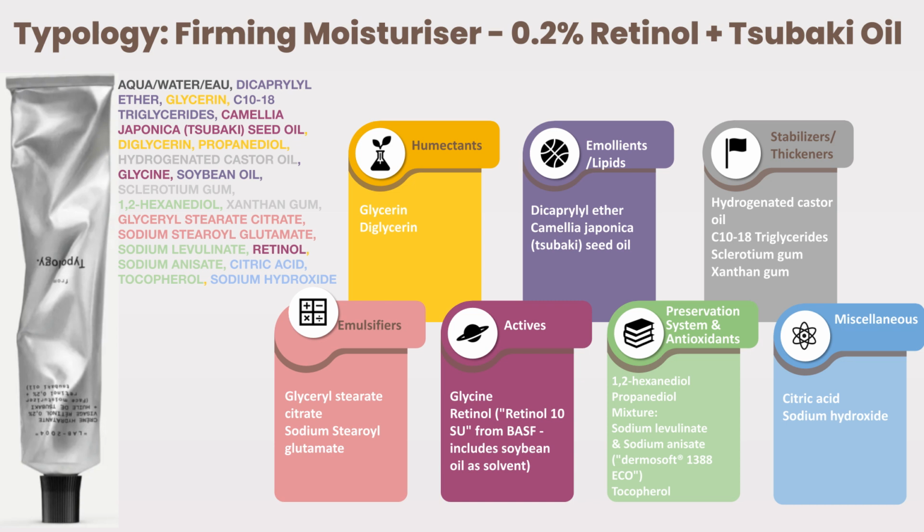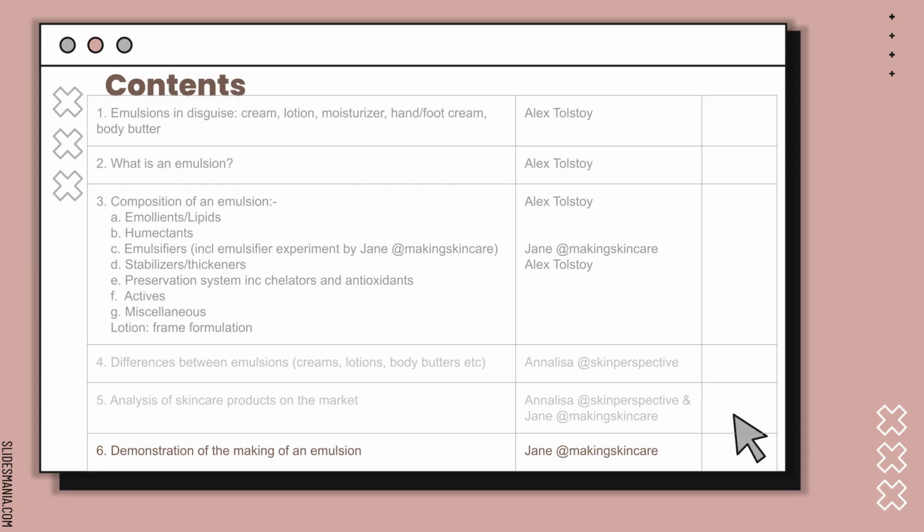Unlike the other 2 products, the preservative here is more natural based. The first 2 ingredients are preservative boosters, which help the Dermosoft 1388 Eco, which needs a pH of between 5 to 5.3 so it doesn't crystallize out. And in the miscellaneous section, we have the pH adjusters.